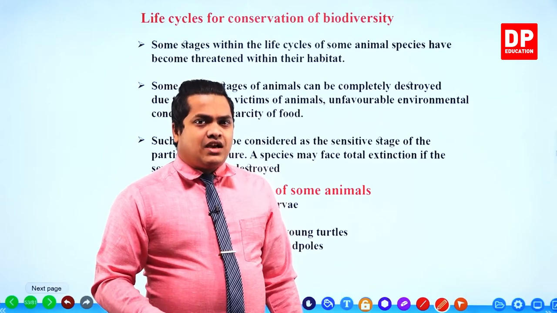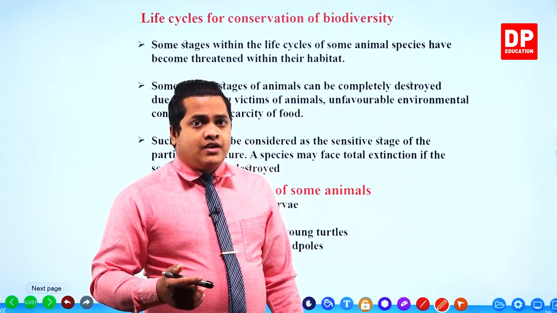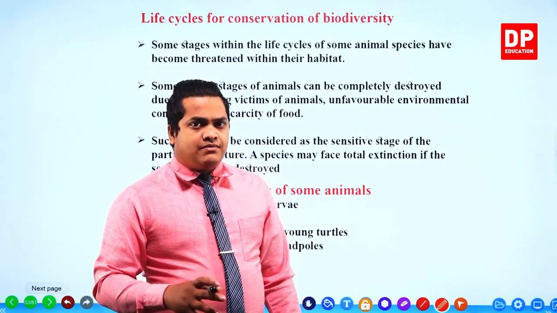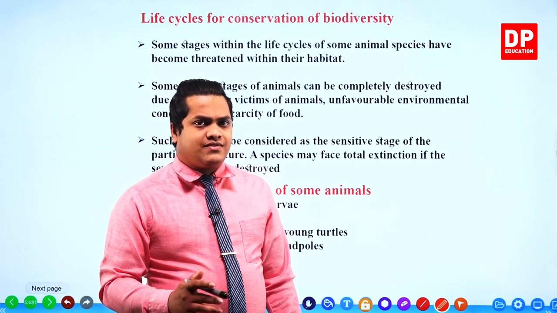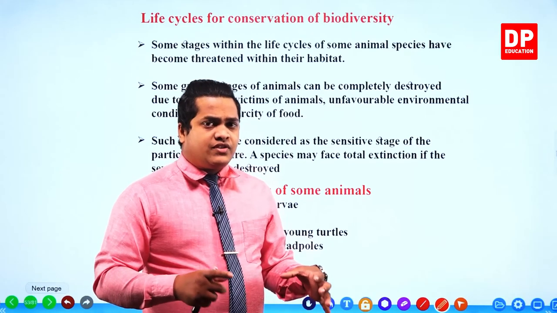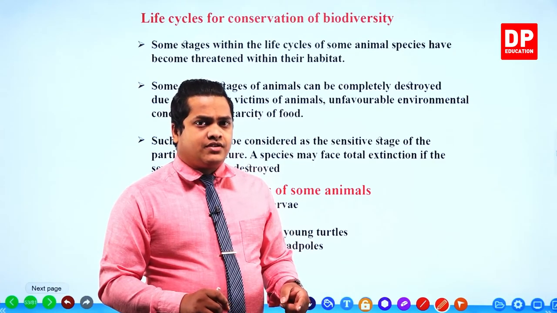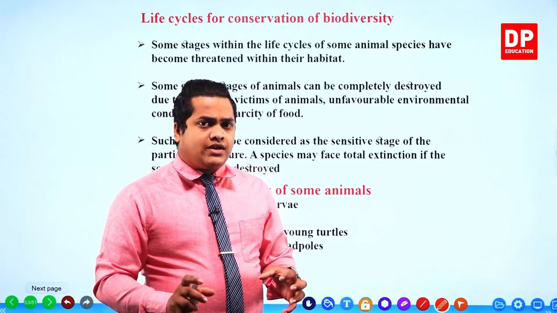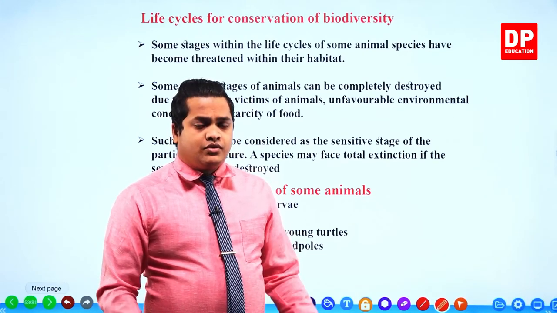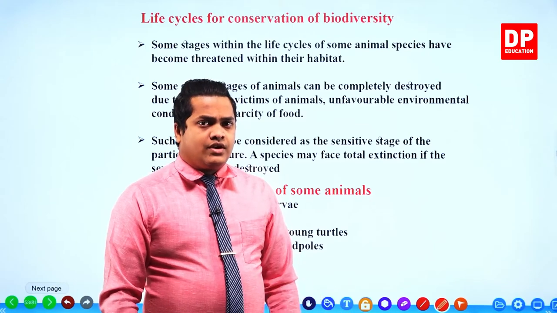So scientists, especially zoologists, are going to identify the animals that are being threatened by several issues. Then they identify which stage of the life cycle is being threatened too much. Then at that stage, my dear children, what are zoologists going to do? They're going to protect that stage of the life cycle and give out well-developed organisms to the environment. In that way, we can protect that particular organism.